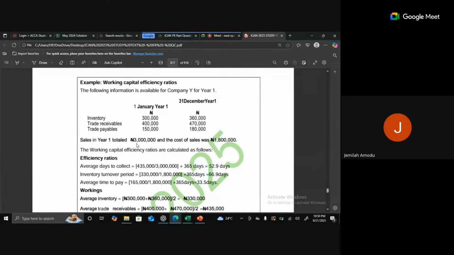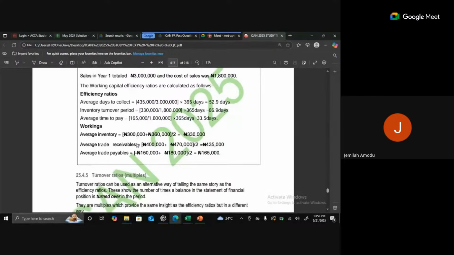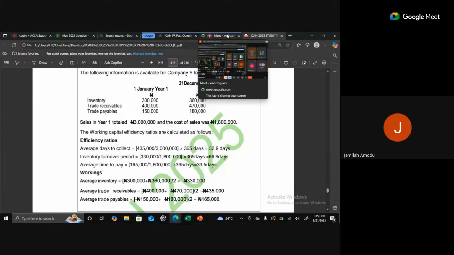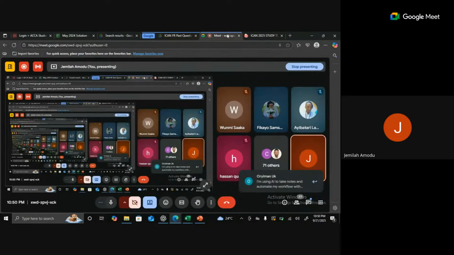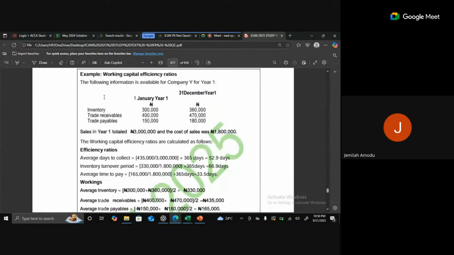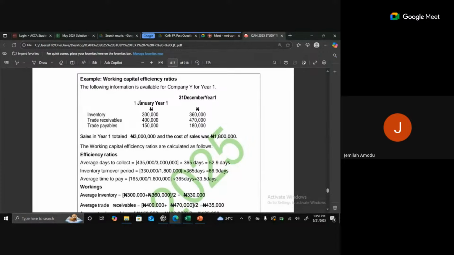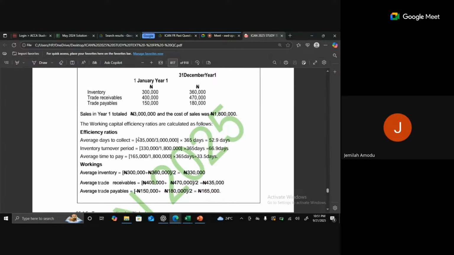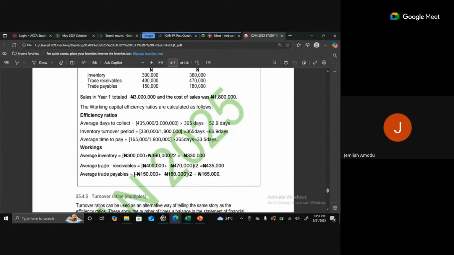So working capital and efficiency ratio now. They have given us one question that we can use to calculate this. Okay. So I've been given one question that we can use to check this, right? And since we have been given beginning and the ending, what it means is that whatever we are picking from here, we are using the average, right? So they say sales in year one total 3,000 and the cost of sales is this 3 million and this 1.8. The working capital efficiency ratio is calculated as follows.